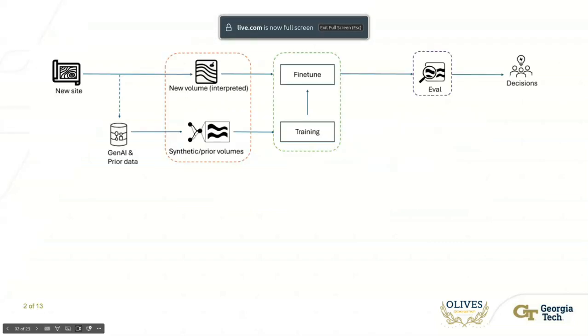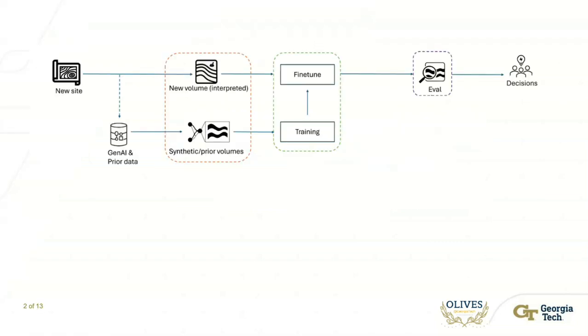The standard machine learning-based seismic interpretation pipeline relies on using prior or synthetic data to pre-train a model and then adapt this model via fine-tuning or some other domain transfer technique to the target data from a new site. The adapted model is then assessed both quantitatively and qualitatively to guide decision-making. The problem is there are still several open challenges in this pipeline.